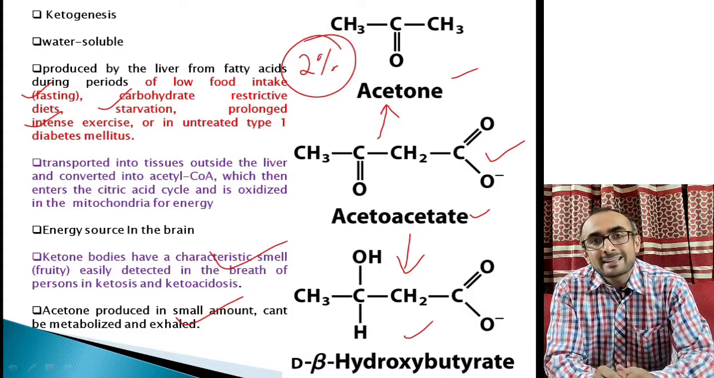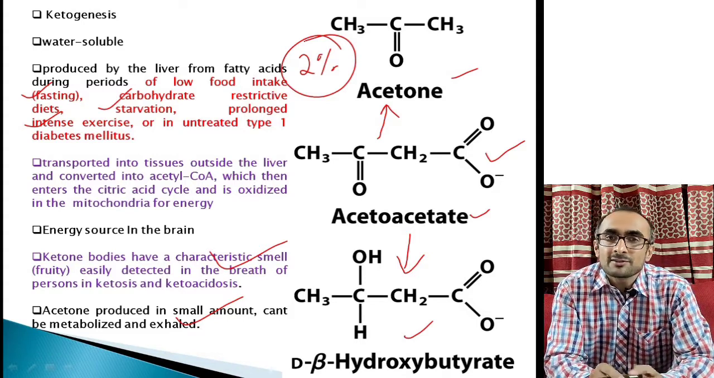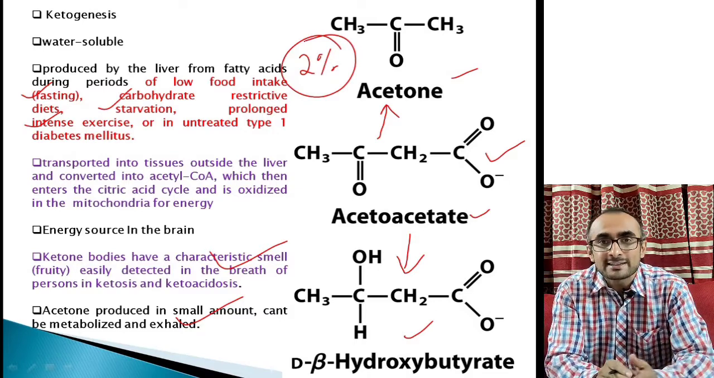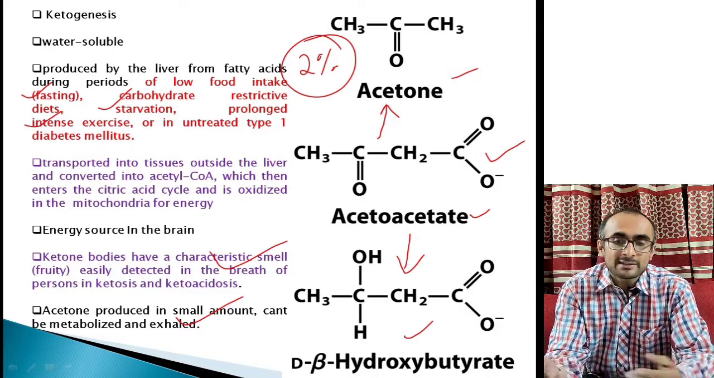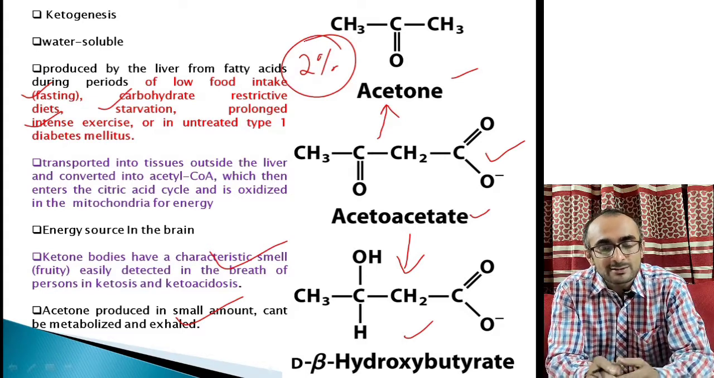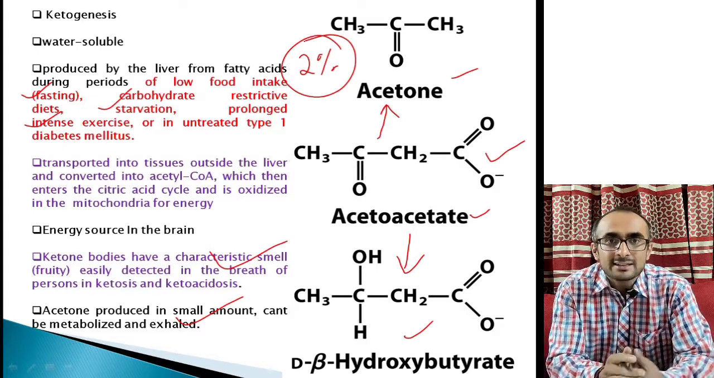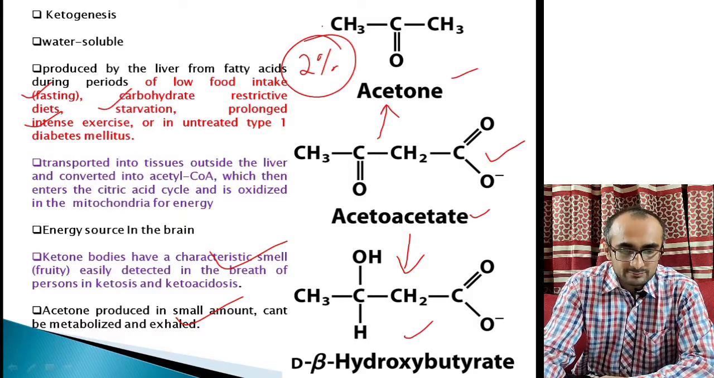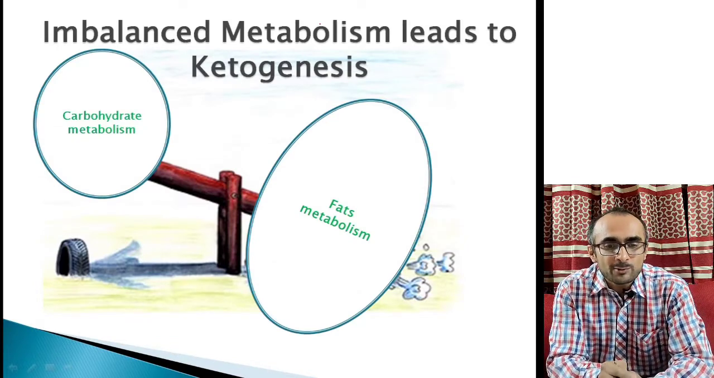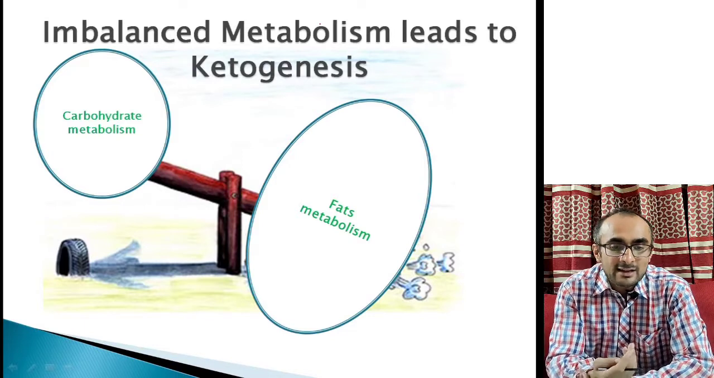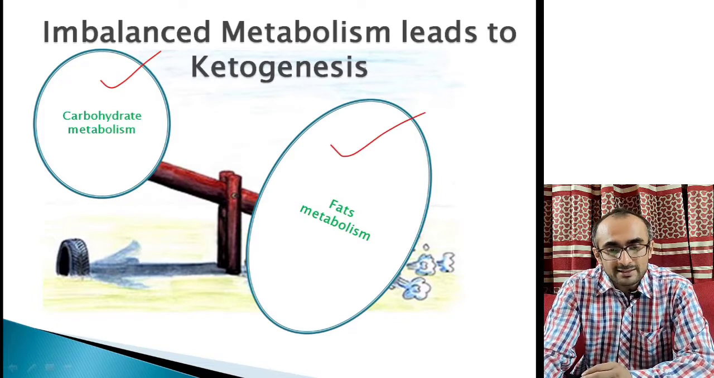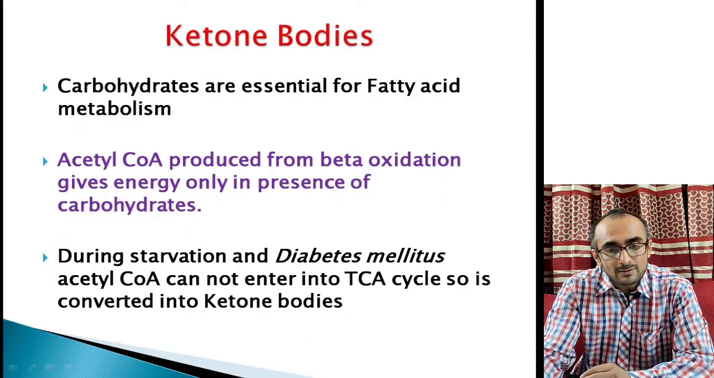Acetone is known to be a chemically inert molecule, but some studies have found that acetone can be converted into lactate, pyruvate, and eventually to glucose. But because acetone is present in very low concentration, the glucose produced from acetone is too little to suffice the energy need of a cell. These ketone bodies are basically a product of imbalance in carbohydrate metabolism and fat metabolism, which we will see in the coming slides.